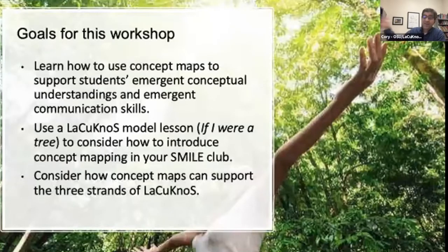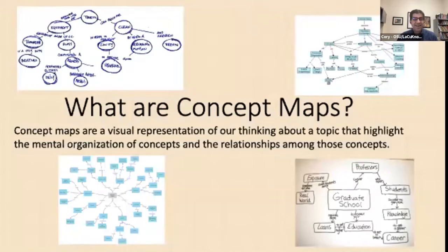And so, connecting Lacunos to this idea of concept maps, in this workshop, we're going to learn how to use concept maps to support students' emergent understandings and their emergent communication skills. We're going to highlight a model lesson called If I Were a Tree, to consider how you might introduce concept maps in your SMILE clubs. And then finally, we're going to hopefully connect back to those three strands of Lacunos I just talked about and how we can use concept maps to help our students make progress in those areas.